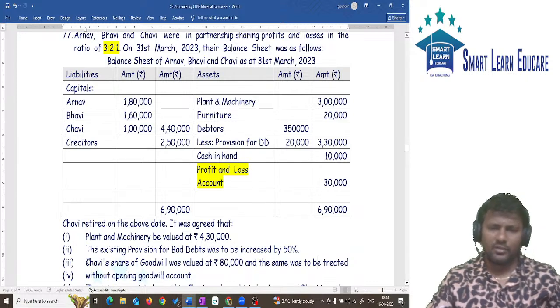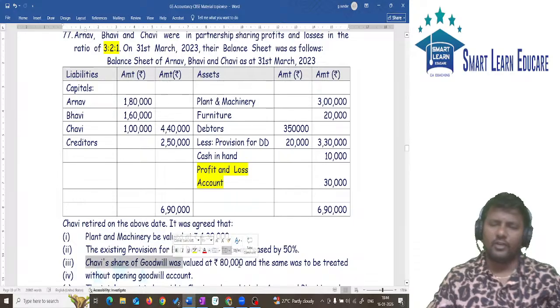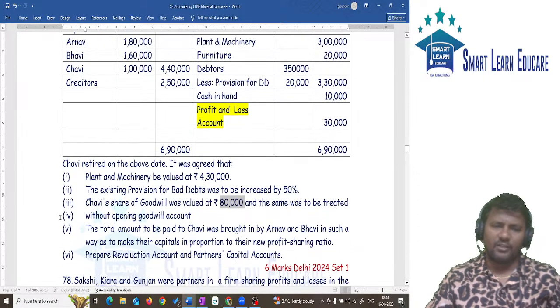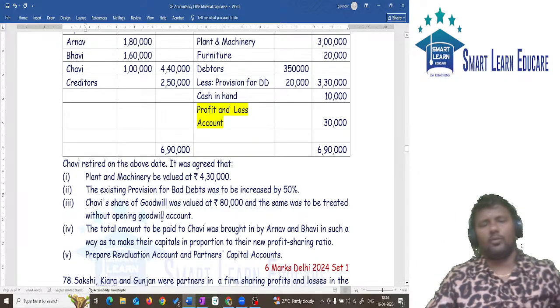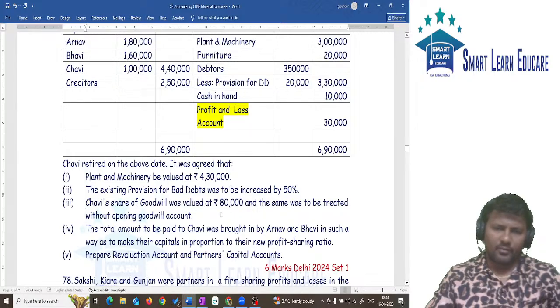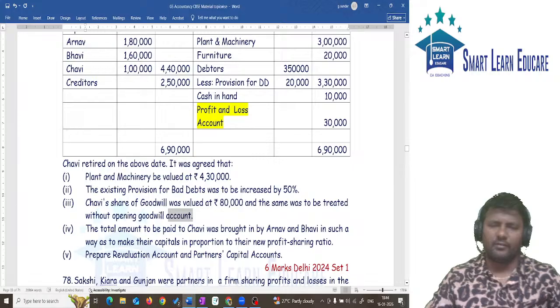Existing provision. C's share of goodwill, not total goodwill, C's share of goodwill was valued at 80,000, and the same is treated without opening a goodwill account. It is not a separate adjustment. Without opening goodwill account, meaning we should pass a journal entry: gaining partners' capital account debit to sacrificing partner, for 80,000.